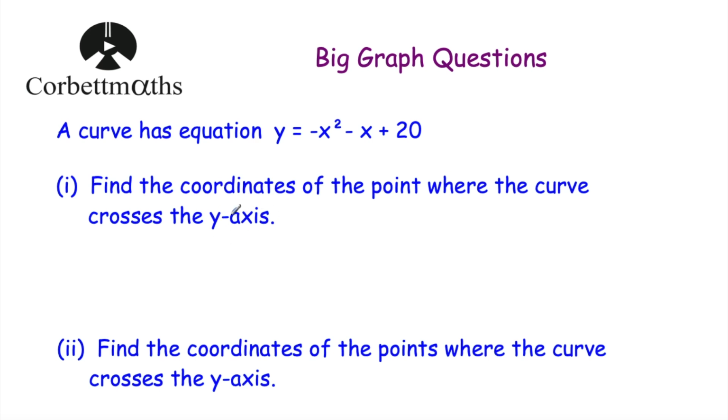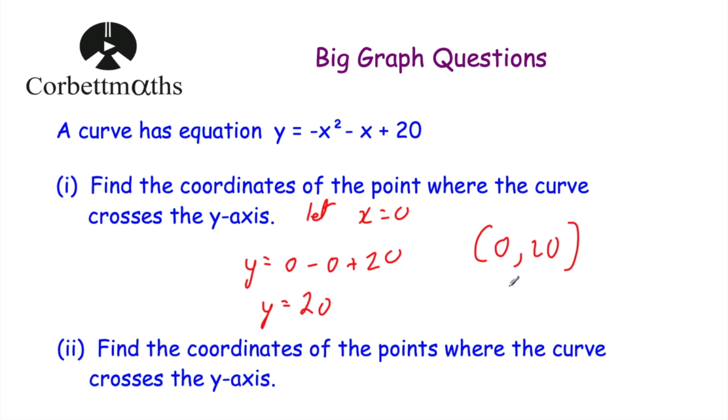So to find where a graph crosses the y-axis, you let x equal 0, because obviously where it crosses the y-axis, it's whenever the x coordinate is 0. So let's substitute in 0 for x here. So we're going to have that y is equal to minus 0 squared, that's 0, minus 0 plus 20. So if x is equal to 0, y is equal to 20. So the coordinates of the point where the graph will cross the y-axis will be (0, 20). So that's quite straightforward. And in terms of these big graph questions, that probably would have been worth perhaps just 1 mark. It's quite straightforward.